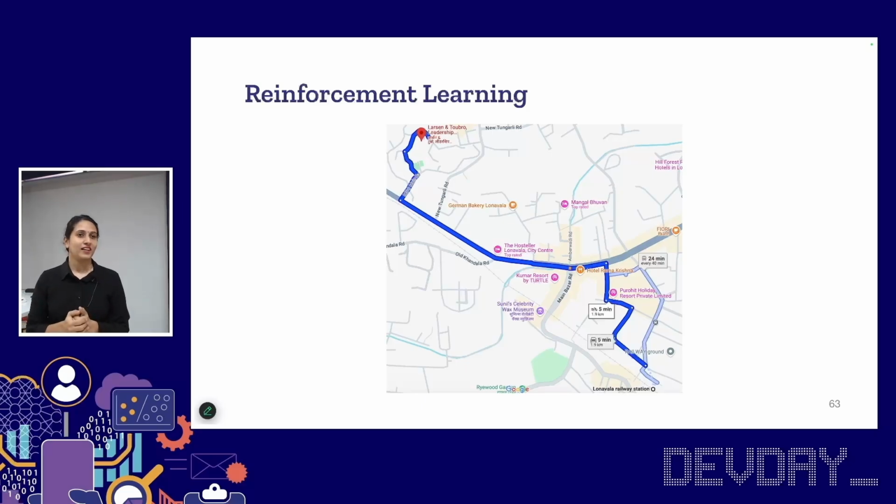I took the train, and then I got down at Lonavala railway station. Okay, so how many of you know about supervised learning, unsupervised learning, etc.? You know the idea. Good, great. So, I got down from the train at Lonavala railway station. What would be a supervised training example?